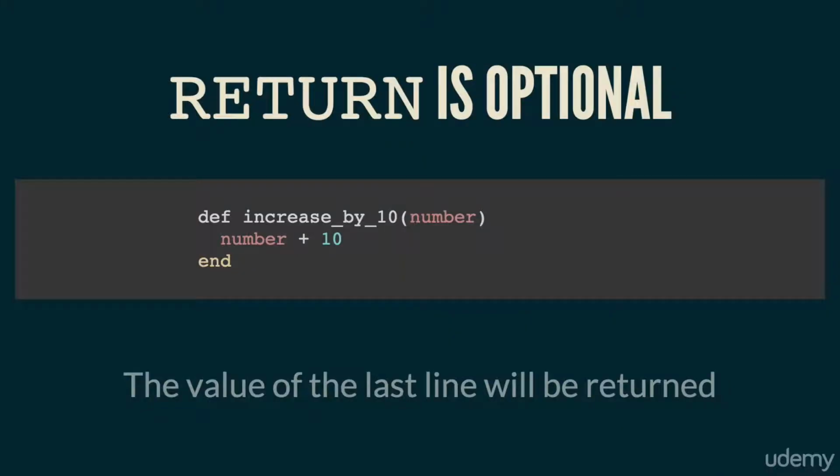Note in this case, return is optional. In fact, unlike other programming languages, return isn't needed in Ruby in most cases. Whatever is last in the method will actually get returned. So if we were to put puts in front of a call to increase by 10, it'll simply print out the result. So let's try to understand what's happening with return values in Ruby.